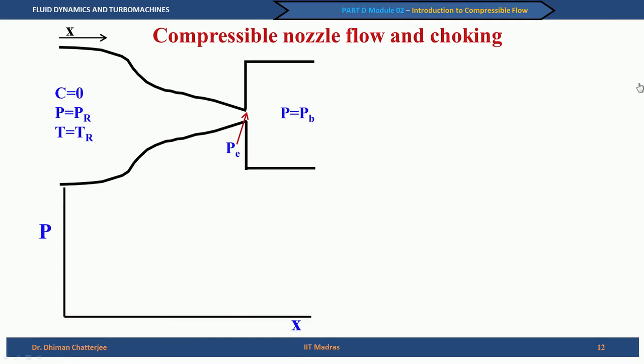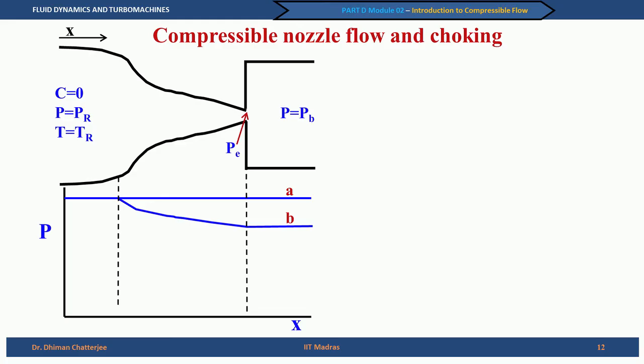So, if I want to vary pressure with x starting with P equal to P r, then in the first case there is no change because there is no flow. Now, let us say we start reducing P b gradually. Once we do reduce gradually, there is no change here because this is the tank portion, and then the pressure reduces, and at the exit P e is equal to P b.